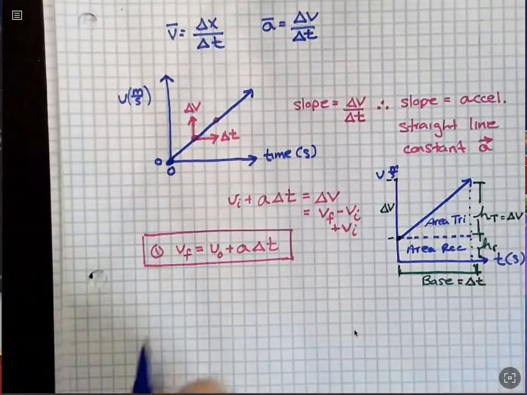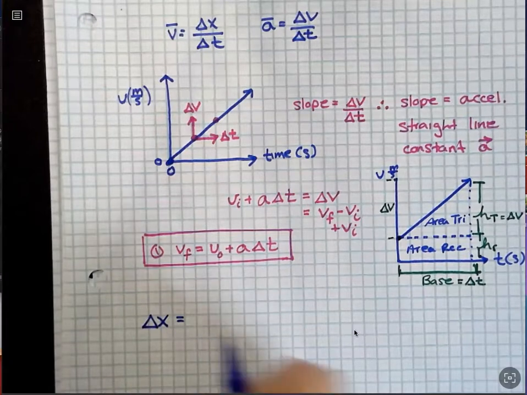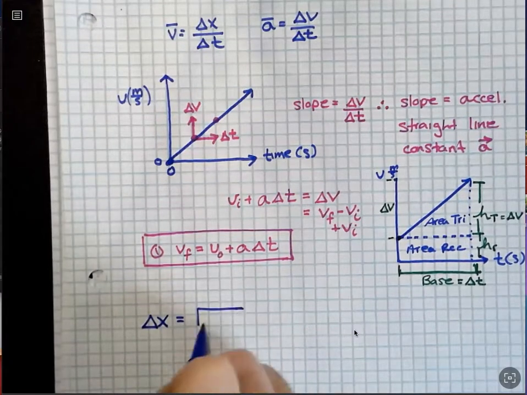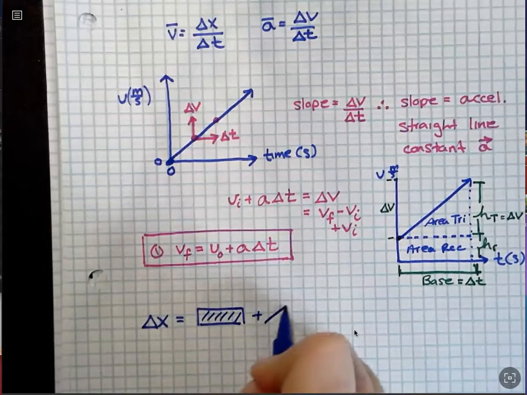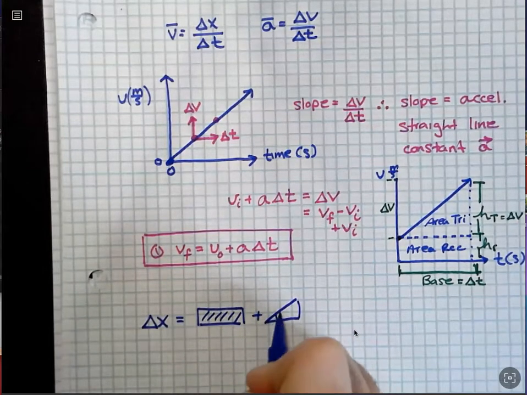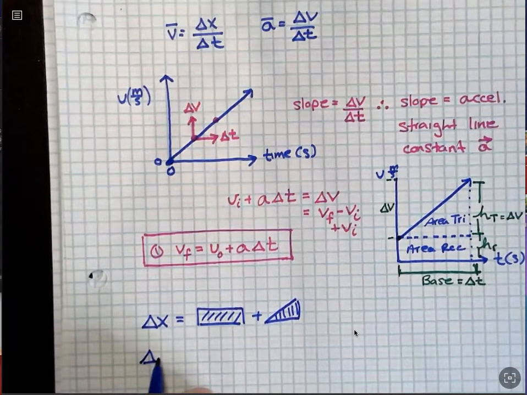Let's come down and write it. We're going to say our displacement, delta x, equals the area of that rectangle plus the area of that triangle. I'm just kind of writing it in shapes. So now we're going to look at what each one of those areas is.